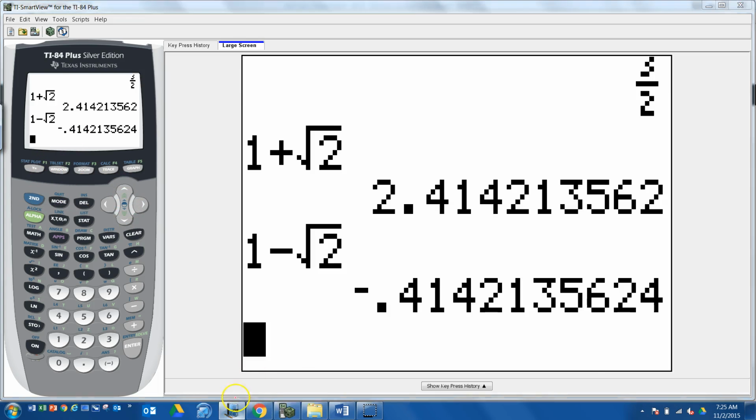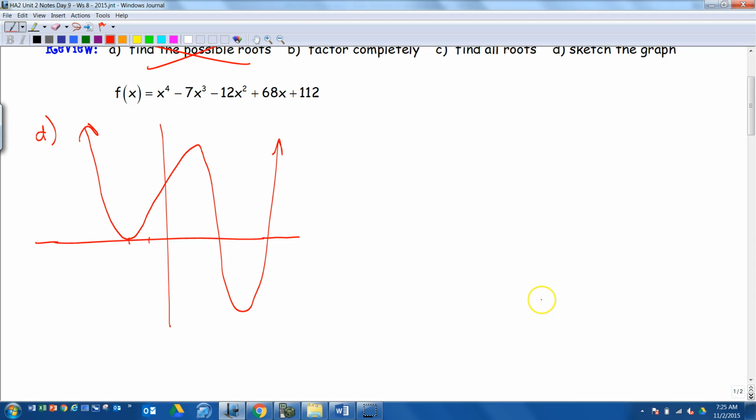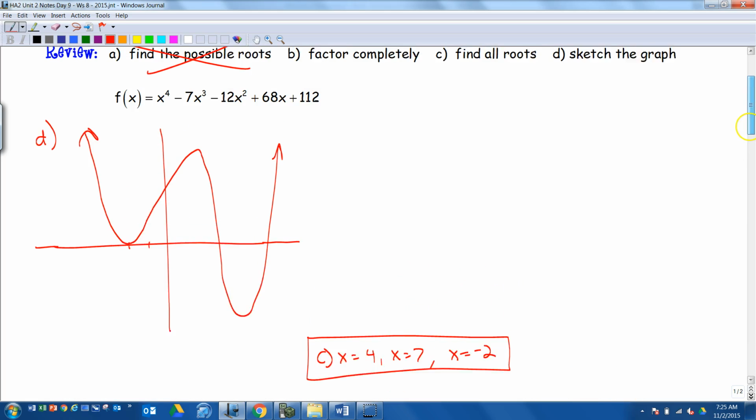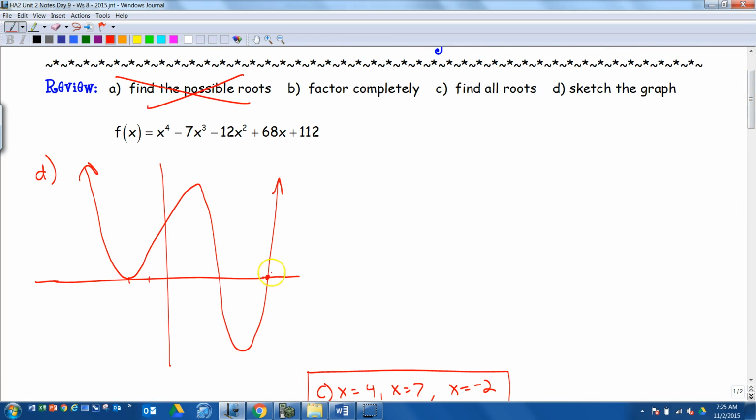So here's what we do. We know that 4 and 7 are zeros, so right away I'm going to say for part C, x equals 4 and x equals 7, and I actually saw that x equals -2. So those are my answers already based on this graph. This again was 7, 0 and 4, 0 and -2, 0.